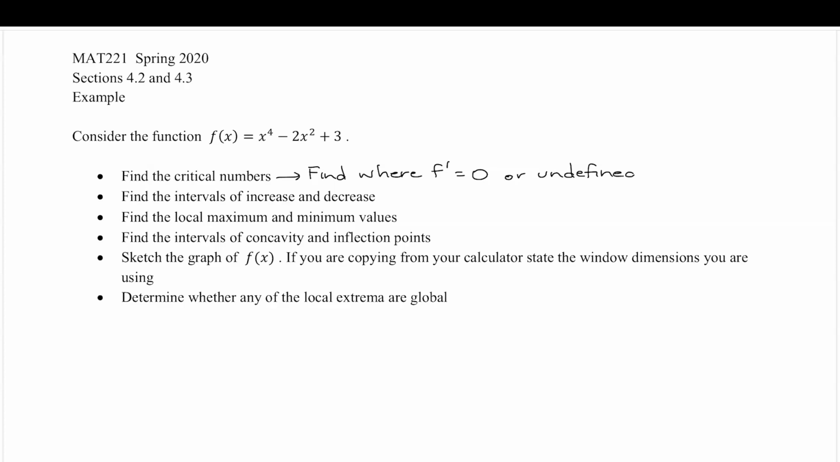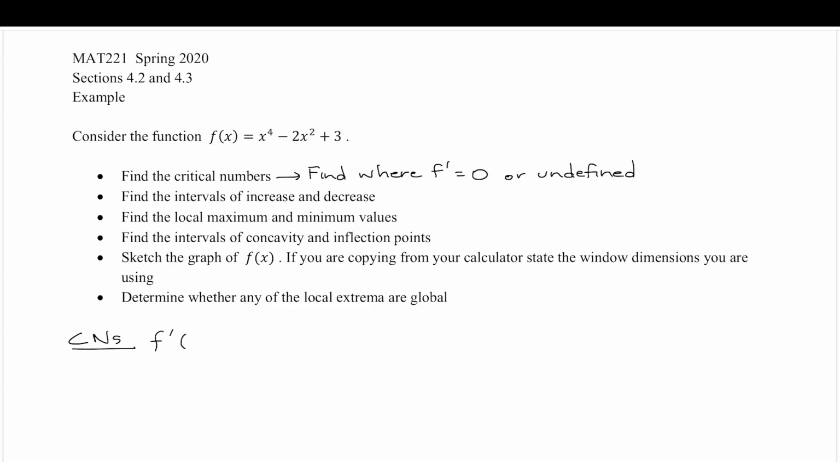Now in this case, the function we're working with, f of x, is a polynomial, and polynomials are defined everywhere, their derivatives are defined everywhere, so we won't have any places where the derivative is undefined, but we can certainly look for where that derivative equals 0.